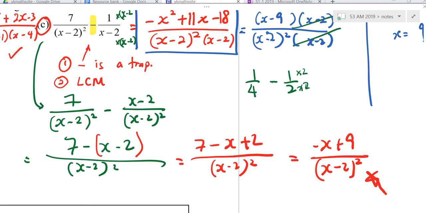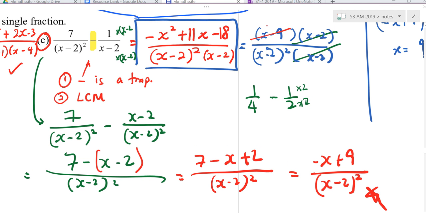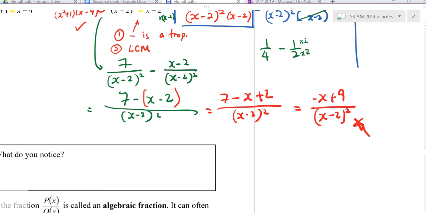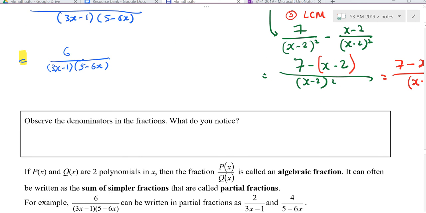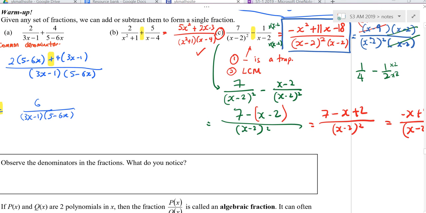So complicated that I don't even want to venture into this. Remember LCM. Remember LCM. So far okay? Did I confuse you? Okay. Now let me stop the warm up here. And I want you to observe the denominator. Can you answer the one in the box? What do you notice?